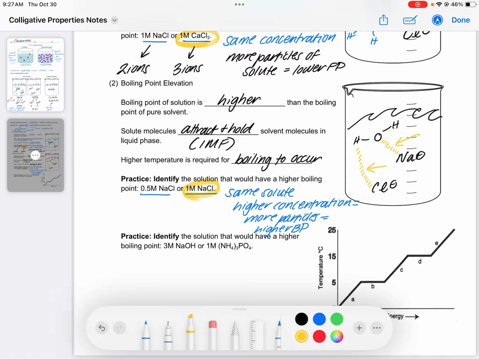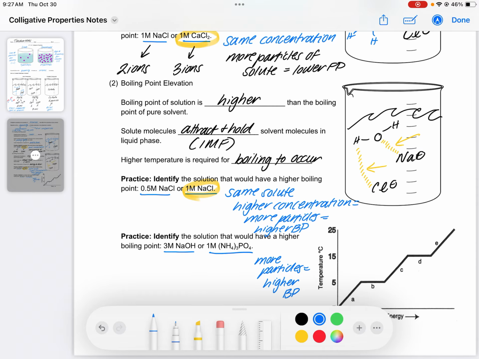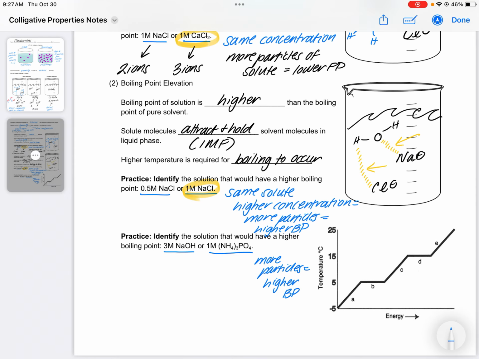There are times when we combine both, we change both the concentration and the solute. So for example, here we have 3 molar NaOH versus 1 molar (NH4)3PO4. So the concentration and the solute are different. So we have to consider how many particles it's going to split up into. Again, more particles means higher boiling point or a lower freezing point. What we do in this case is we're going to multiply the number of particles by the concentration in order to figure out how many they have.